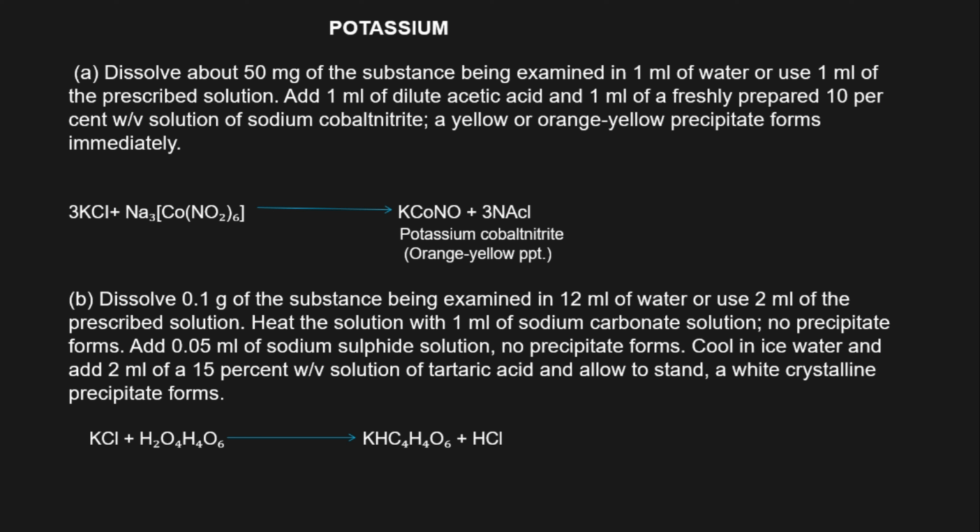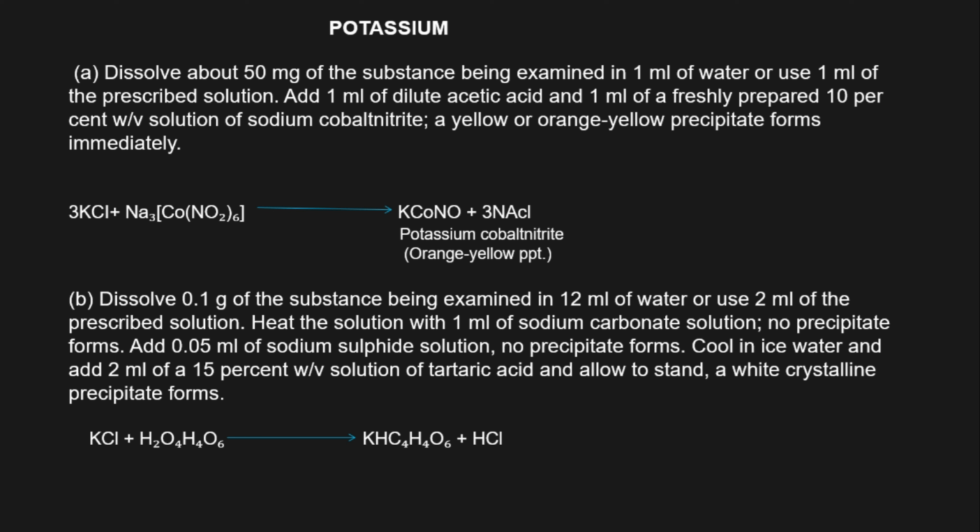3 molecules of potassium chloride reacts with sodium cobalt nitrite to form potassium cobalt nitrite, which yields orange-yellow precipitate. The second method for identification of potassium ion is dissolve 0.1 gram of the substance being examined in 2 ml of water or use 2 ml of the prescribed solution.